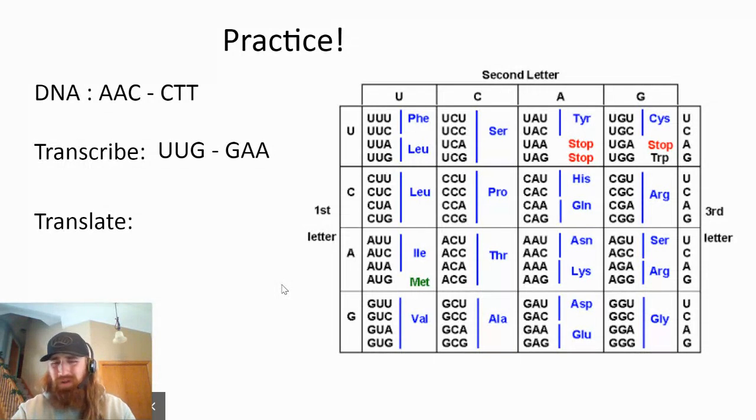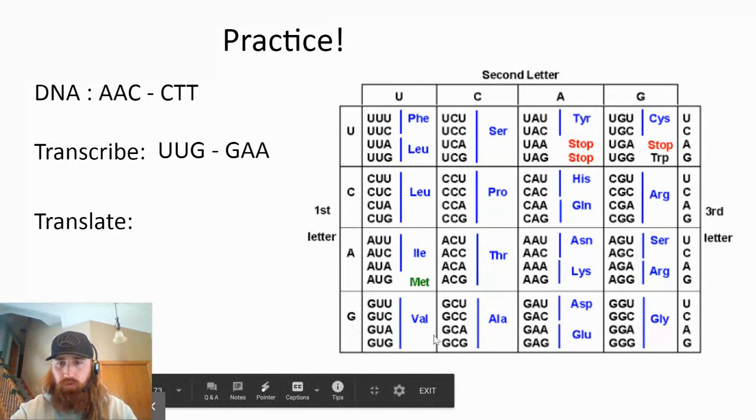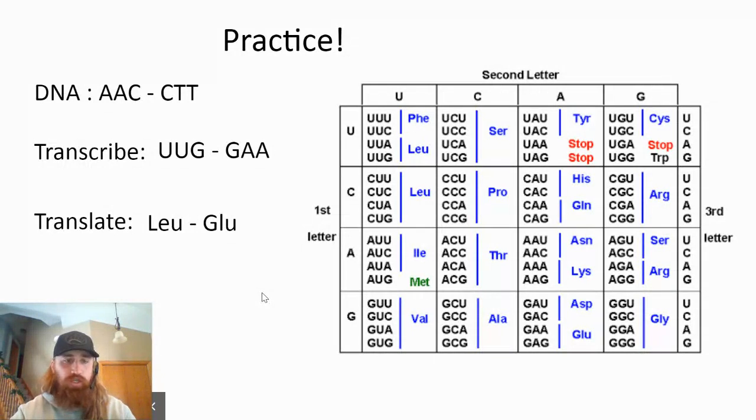Now, what the heck do I do to figure out my amino acid sequence? It's actually kind of like playing Battleship. It's not too difficult. So what we're going to do is we're going to go to a U. We're going to go to U. We're going to find the G. Boom. UUG stands for LEU. Then we're going to go to G, which is down here. We're going to go to A, which is over here. GAA, which stands for GLU. And guess what? Boom. LEU and GLU are both of our amino acids we need to do.